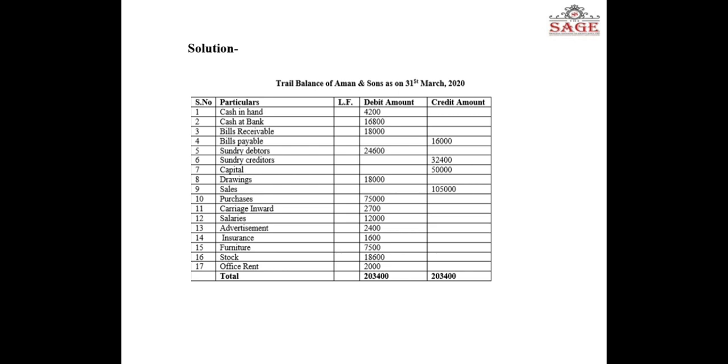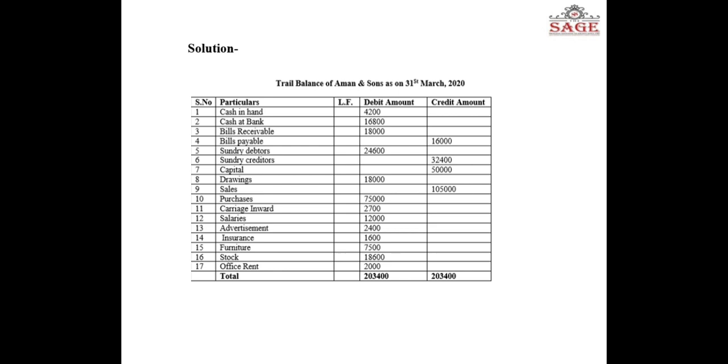Carriage inward is an expense. As per the nominal account, all the expenses and losses are debited, so carriage inward is an expense. Salaries, advertisement, insurance, these are some expenses, so we have written in the debit side. Furniture is asset of the organization, so it will be again debited. Stock is an asset, so it will be debited, comes in the category of the real account. Office rent comes in the category of the nominal account, as per the nominal accounting rules, all the expenses and all the losses are debited, so it will be written in debit side.